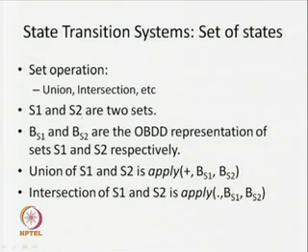Say S1 and S2 are two sets. Now, B_S1 and B_S2 are the OBDD representations of sets S1 and S2 respectively. B_S1 is the ROBDD representation of S1 and B_S2 is the ROBDD representation of S2. If we take the union of S1 and S2, we can construct it with the help of the apply algorithm, which we already know. We apply the operator plus on B_S1 and B_S2.